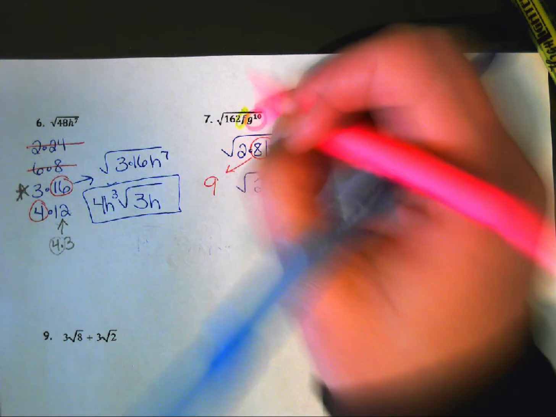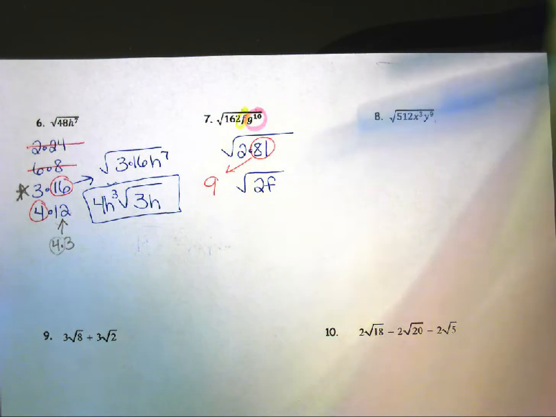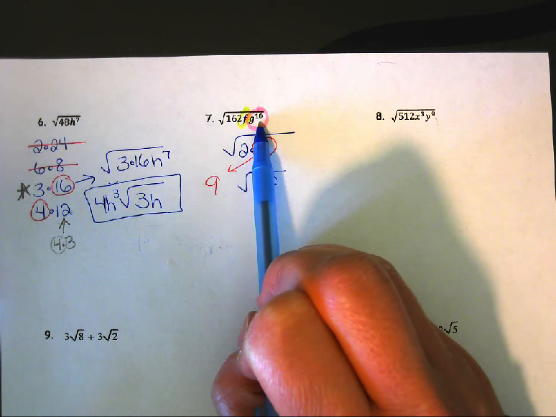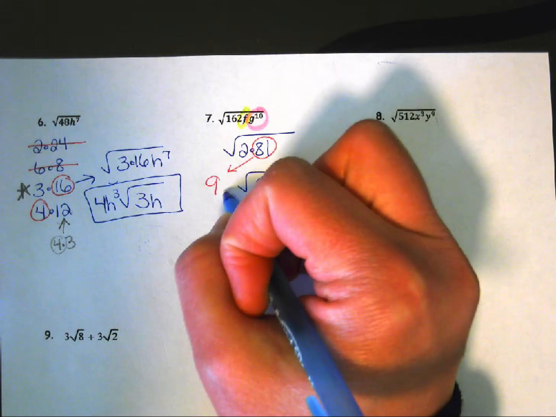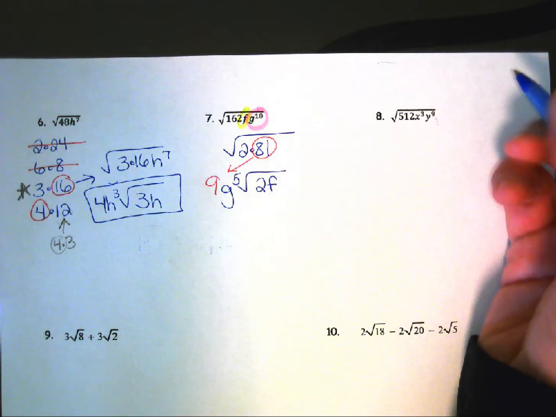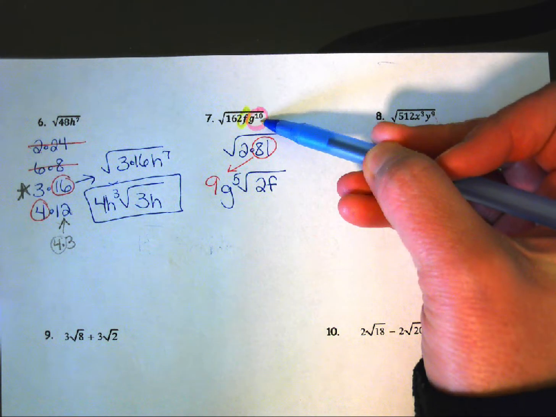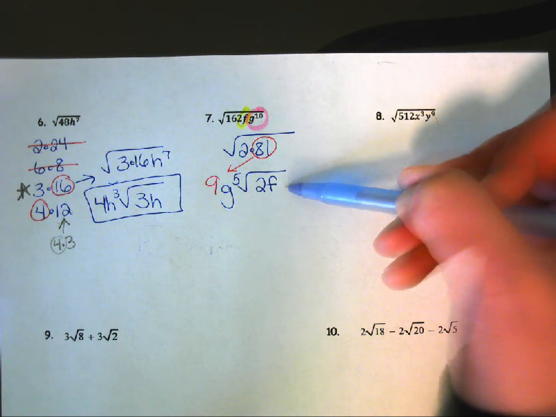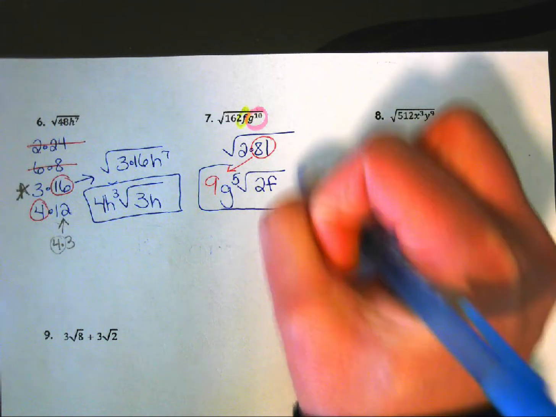G has 10 of them. How many pairs are there with 10? So if you have 10, that would be 5 pairs, and they're all gone. So 10 divided by 2 is 5. And then there's no G's left under here. And then this would be our correct answer.